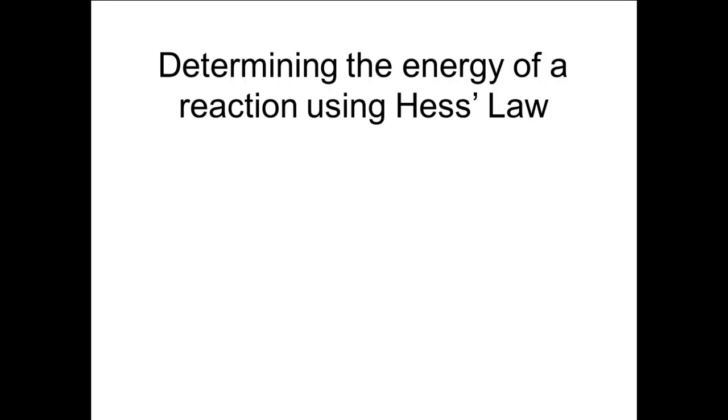Determining the energy of a reaction using Hess's law. Hess's law is a method of determining the delta H of a reaction using a given set of reactions. The general principle is that if we can combine the given set of reactions to produce the reaction we want, then we can combine the delta H's of those reactions in the same way to get the delta H of the reaction we want.